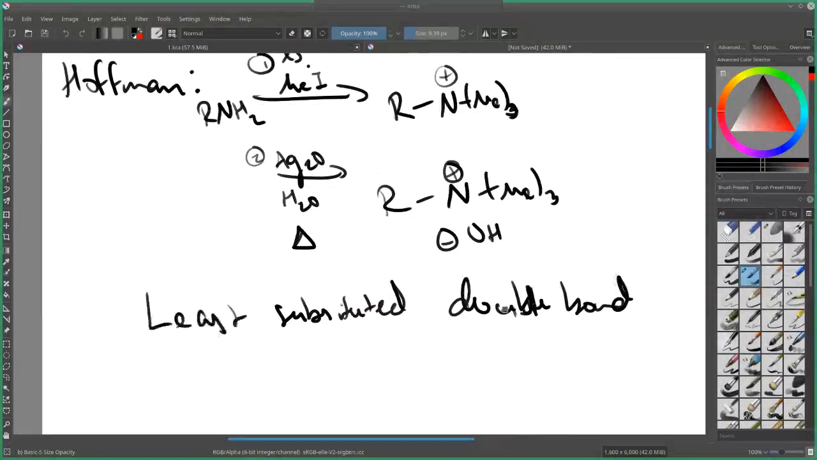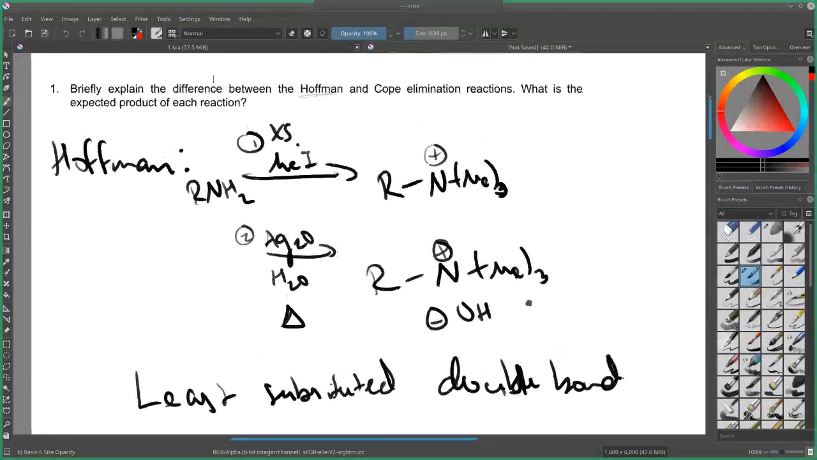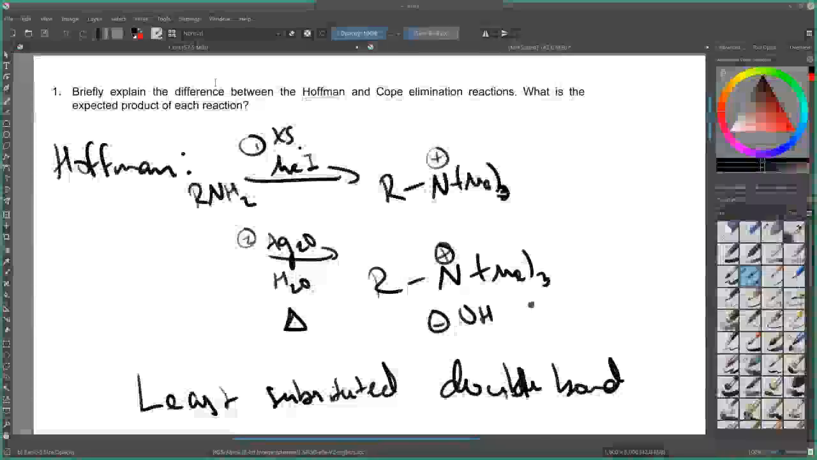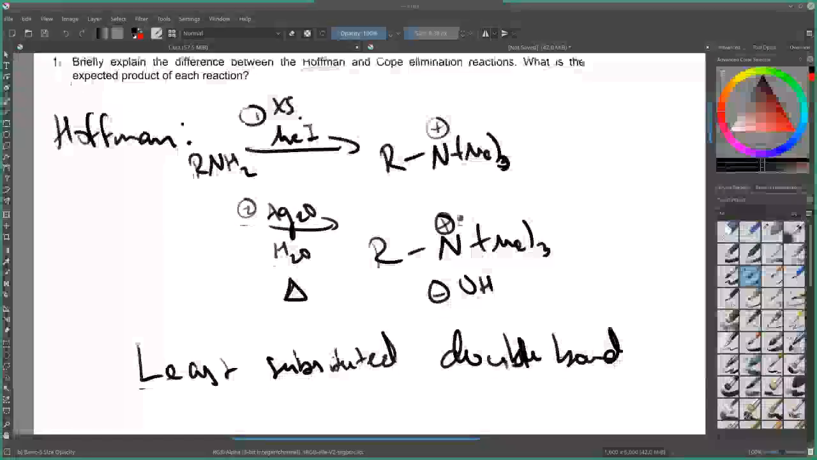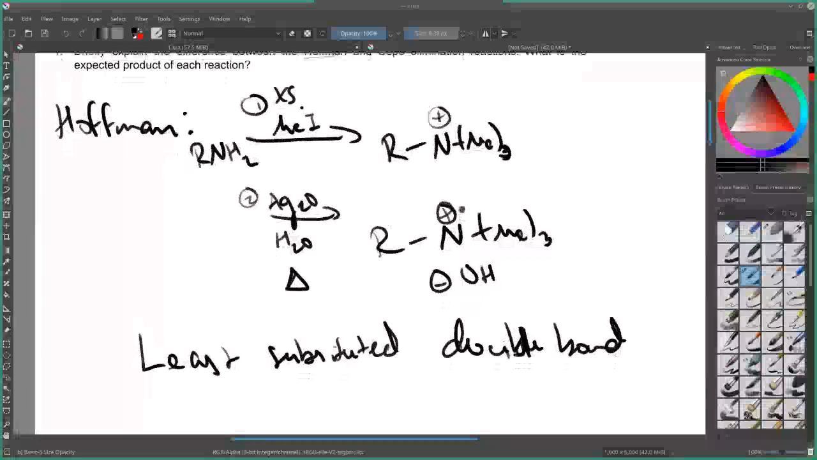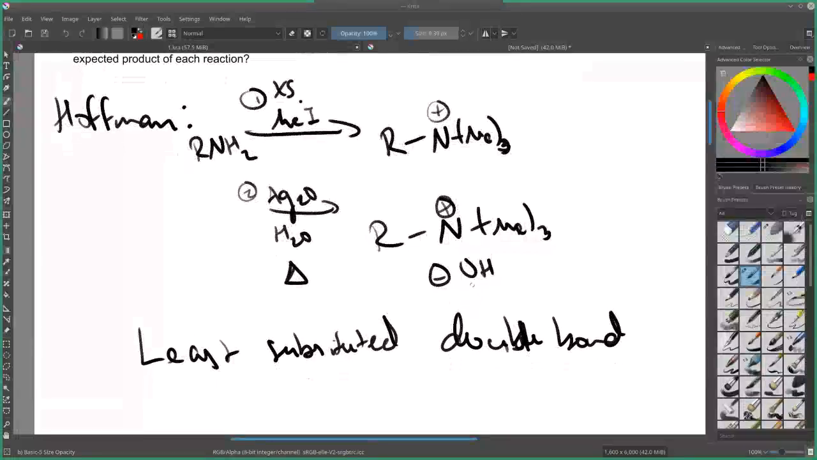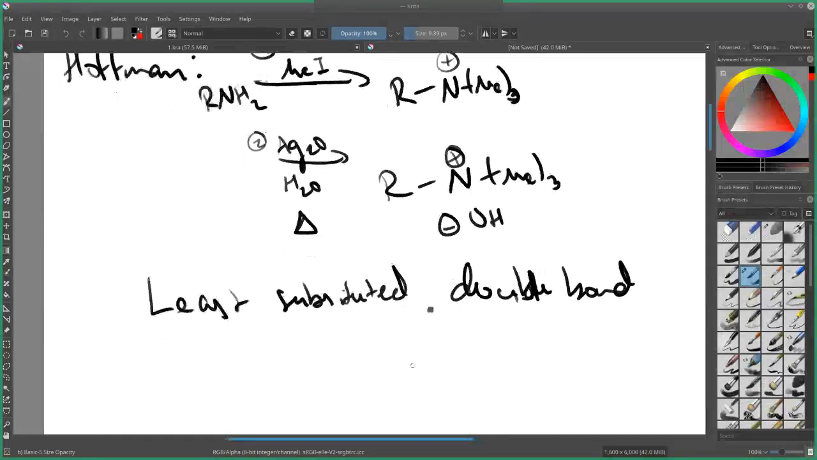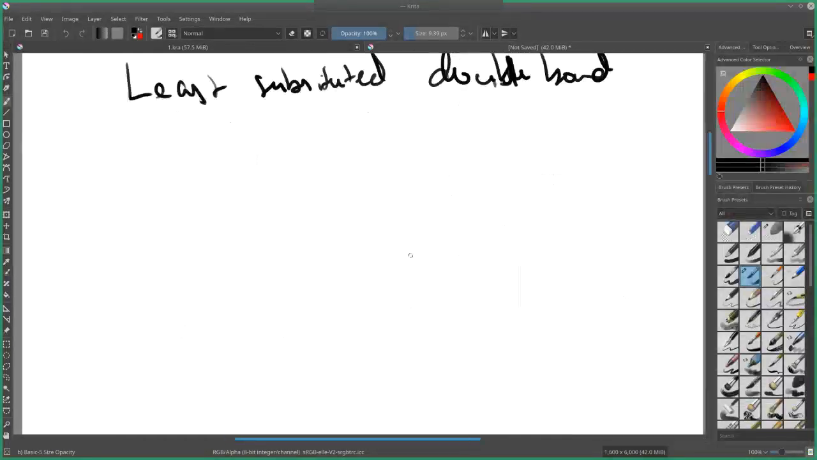My handwriting was just kind of ugly there. All right. So great. Yeah, you get the less substituted double bond from this, which is, I guess, an interesting reaction. This is different from what you traditionally learn to be a Hoffman elimination, as opposed to a Zaitsev elimination. This is an actual named reaction now, right?